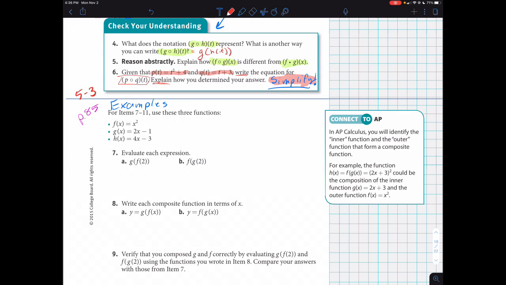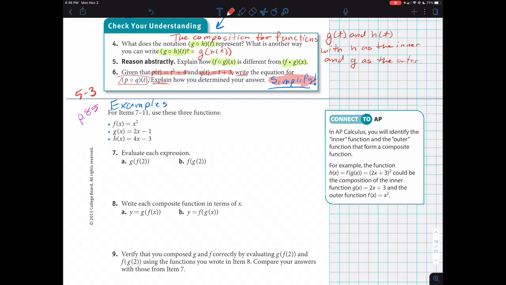And it represents the composition of functions g of t and h of t, with h as the inner function and g as the outer function.